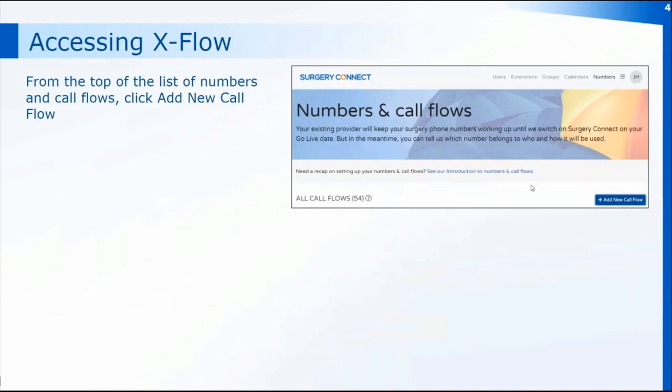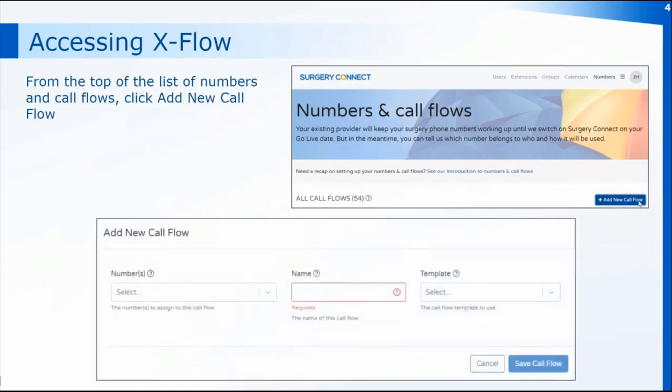Up at the top of the list, you'll see a button marked as Add New Call Flow. So to begin a new call flow, you can click on Add New Call Flow and then allocate the number to the particular flow. Clicking on Add New Call Flow will bring up a pop-up box for you. You can now select the number that you want to be attached to this particular call flow.